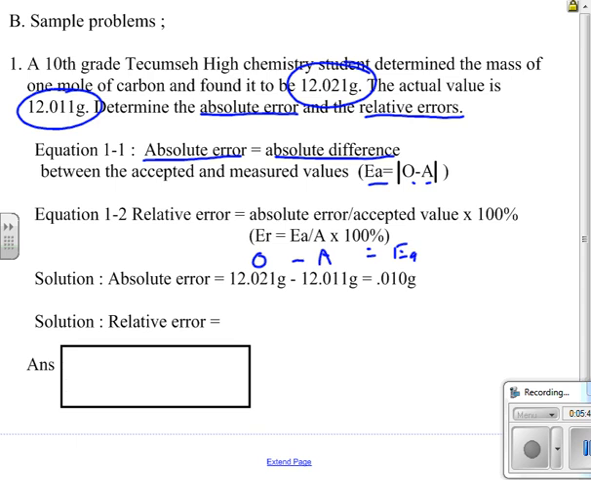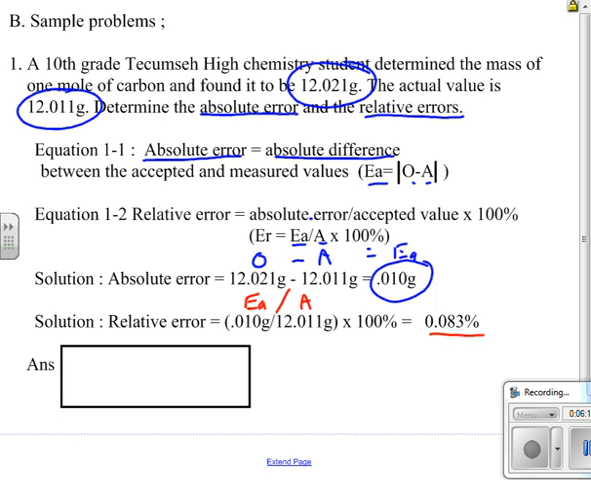The relative error is simply the absolute error divided by the accepted value times 100%. So now we want to know how big is that absolute error compared to the accepted value. Is it a large part of it? Is it a small part of it? So here's the calculation for relative error. Here is the absolute error. Here's the accepted value. So we take the absolute error, divide by accepted value, multiply by 100%.